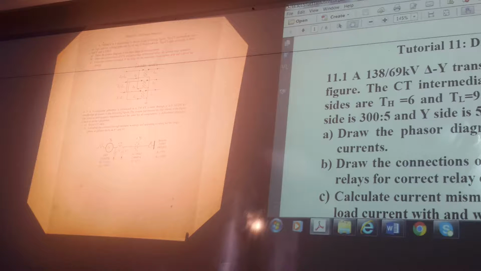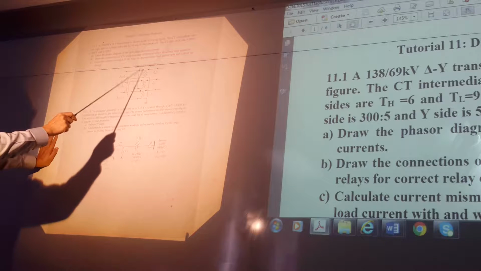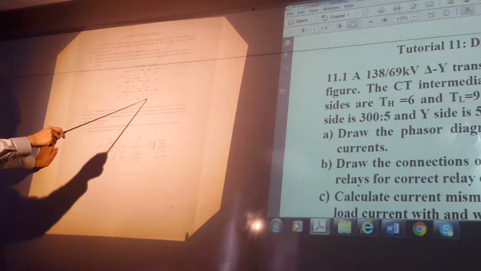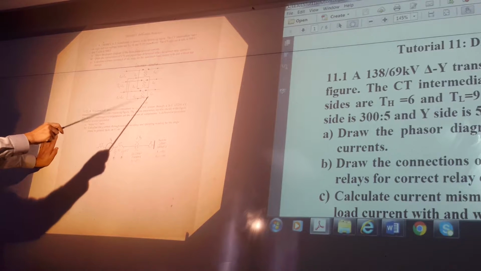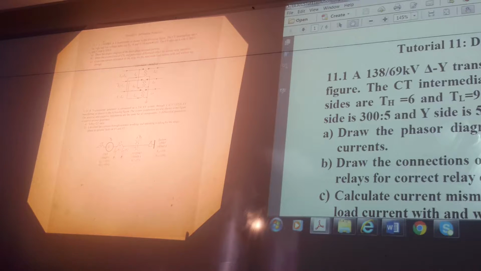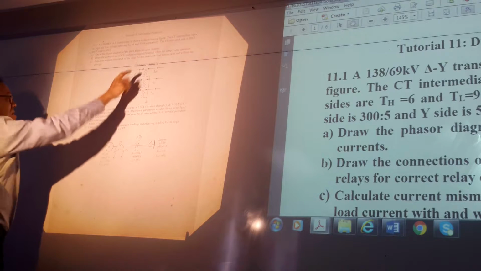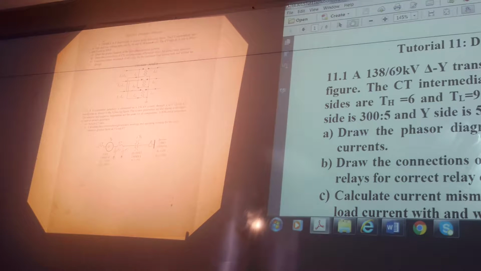Whenever you have a loop, it's what we call delta. It doesn't have a neutral. Whereas on the 69 kV side, it's connected as Y. You can see you have the center, where you have what we call the neutral. And then the three lines are brought out, A, B, C, or similar. So this is what we call the Y.